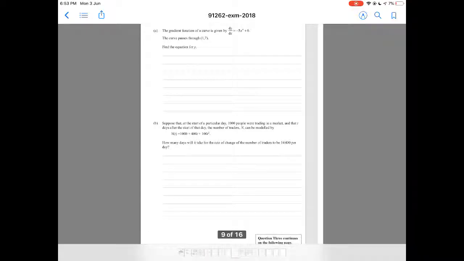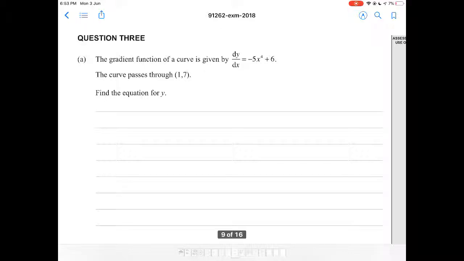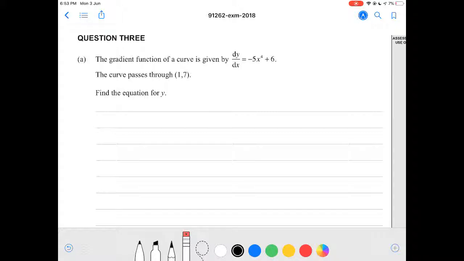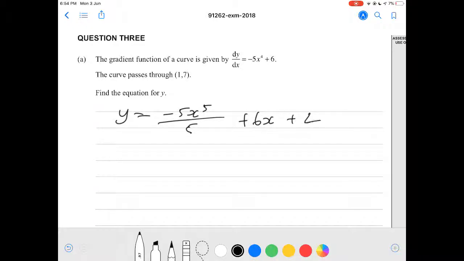Okay. The gradient function of a curve is given by dy over dx, that's basically f dash of x equals negative 5x to the power 4 plus 6. The curve passes through 1, 7. Find the equation for y. So first we're going to integrate. y equals negative 5x to the power 5 divided by 5 plus 6x plus c. So y equals negative x to the power 5 plus 6x plus c.